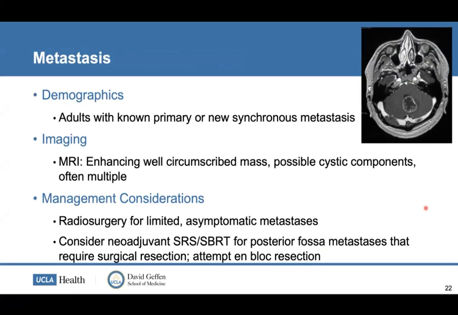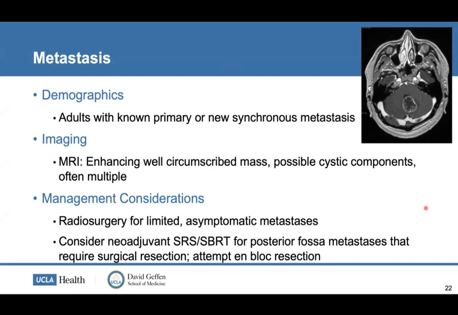Now, for completeness' sake, metastases. These are typically found in adults with known primary disease, or they can be found concurrently as synchronous metastases at the time of a primary diagnosis. On imaging, these are enhancing, well-circumscribed masses. They can potentially have cystic or necrotic components, and they are often multiple.